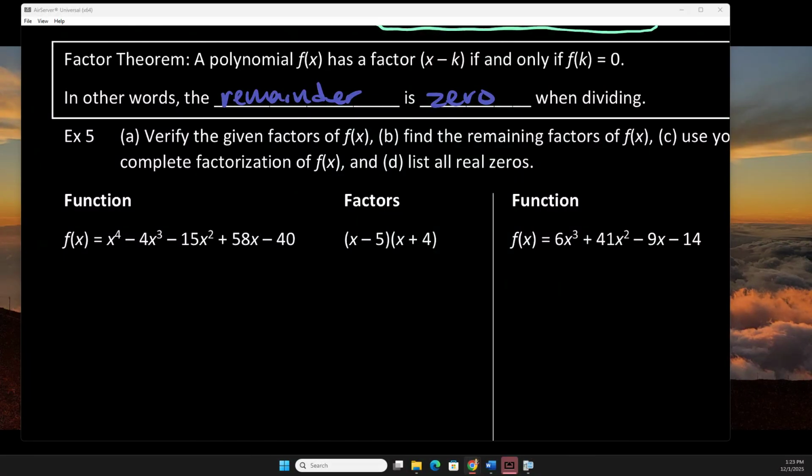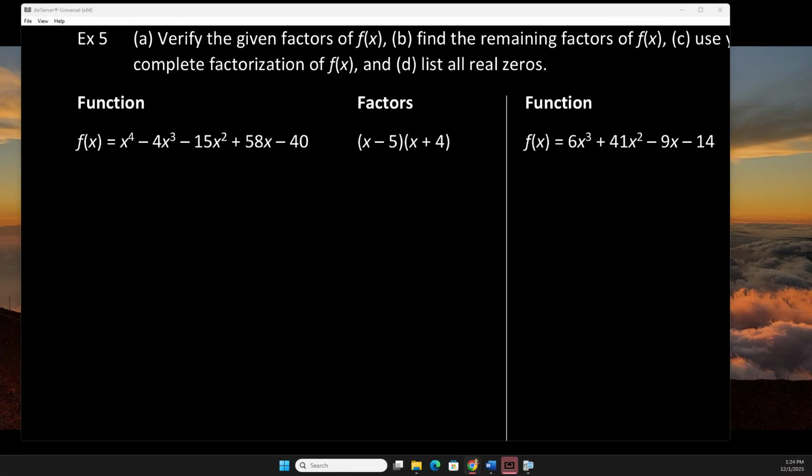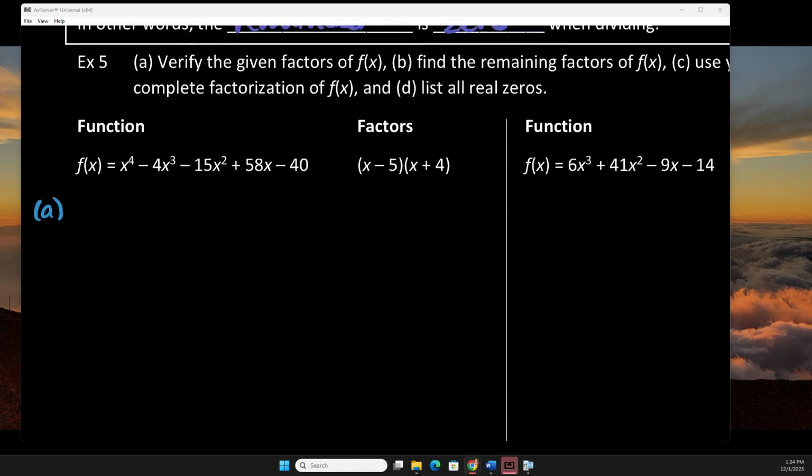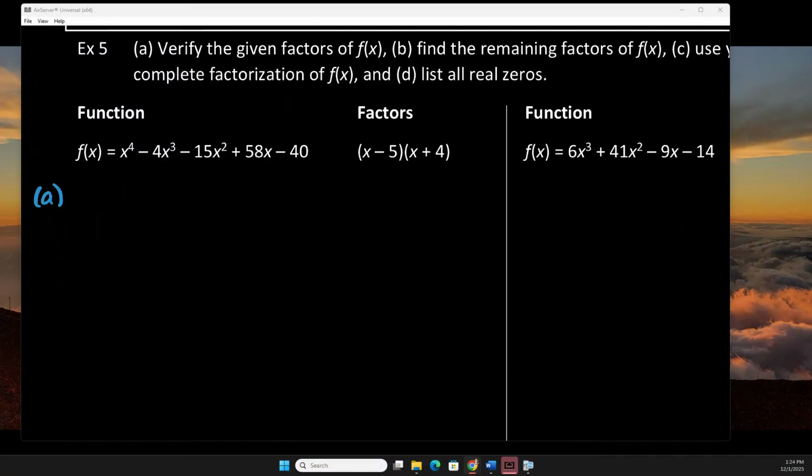Alright, so this example is going to use a whole bunch of your algebra skills to do all the things. The first one is the new one. All the rest are things we've done before. So the first one, we're going to verify these factors, and we want to be able to divide them and get a remainder of 0. So for a factor of x minus 5, can I do synthetic division? Yes. As long as there's no number in front of the x, then there's no power. I can do synthetic division.